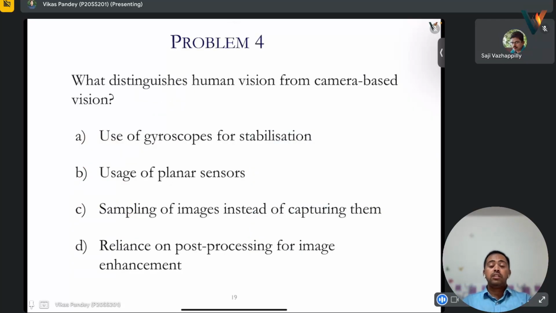What distinguishes human vision from camera based vision? Use of gyroscopes for stabilization, use of planar sensors, sampling of images instead of capturing them, reliance on post processing for image enhancement.